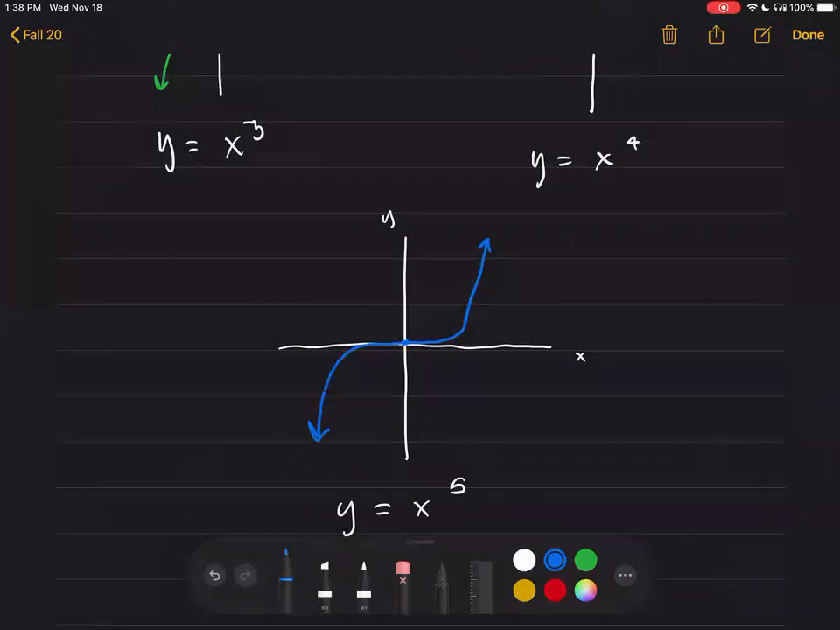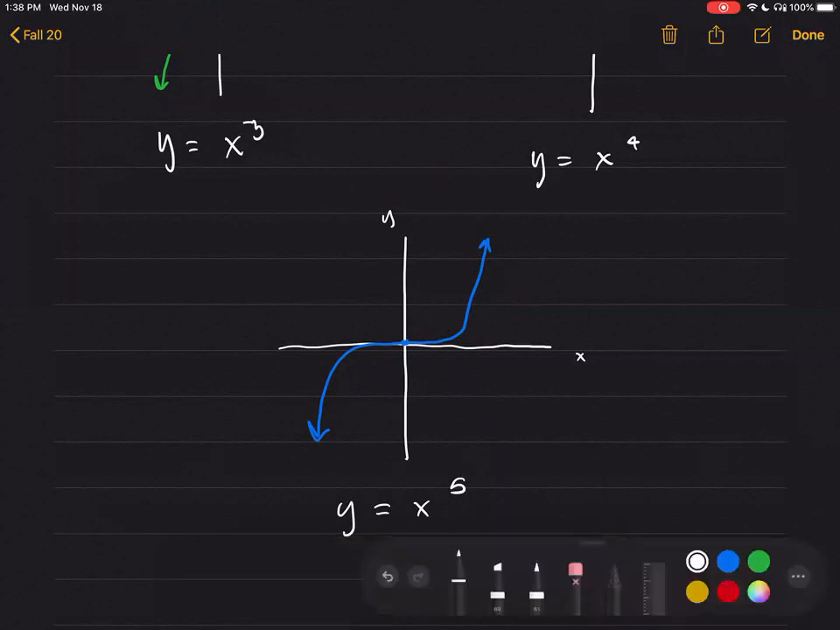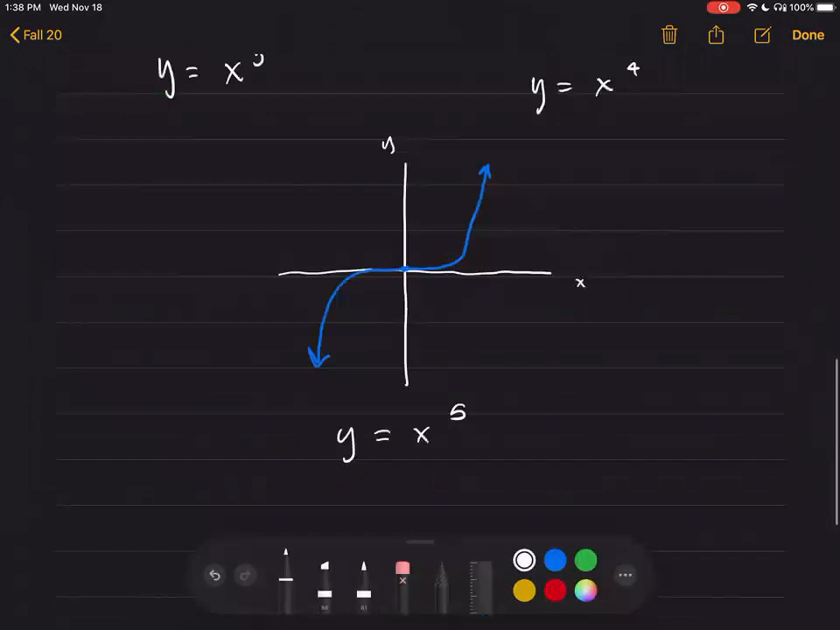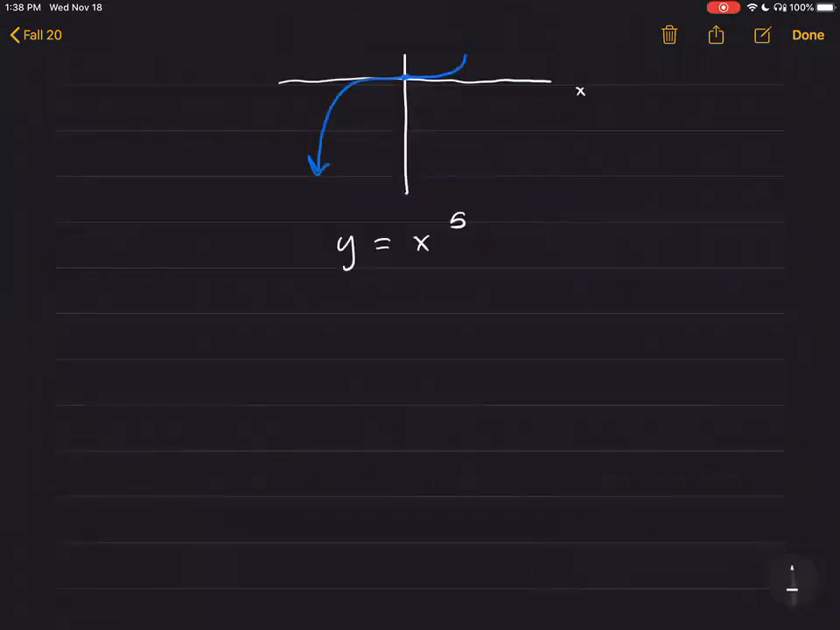And these aren't perfect drawings. If you want to see a more accurate representation of these polynomials, I recommend you either Google them or look at them in the book. But this is kind of the basics of what they look like. So there's this kind of alternating pattern, and we will expand on that in a minute. But before we do, just a note.